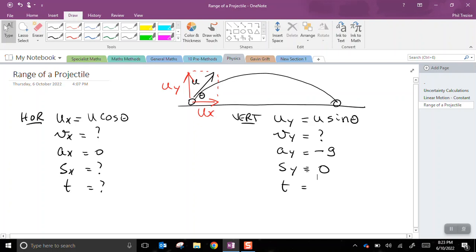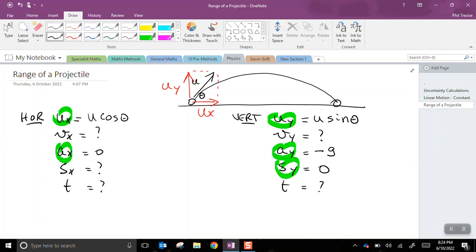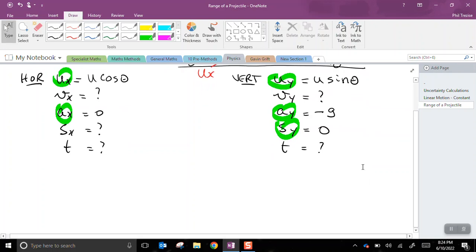If we think about that for a moment, vertically the particle starts at ground level, it finishes at ground level. So there is no upwards or downwards movement between the start and the finish, and time is unknown. Now, I've got knowledge of 3 of these things, but I only have knowledge of 2 things over here on the horizontal side. So there's more information on the vertical side. Let's start with that one.